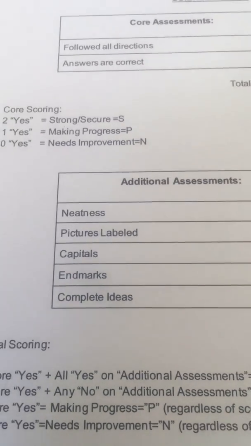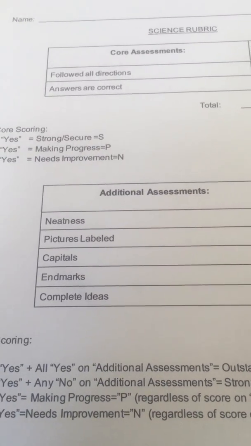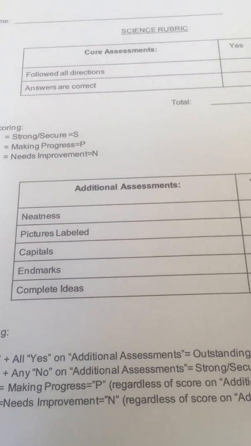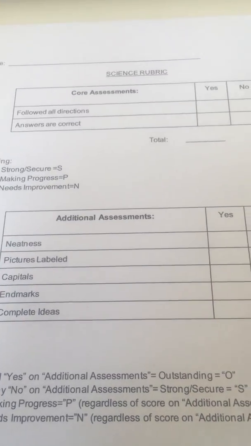And then, are your sentences complete ideas with naming parts and action parts, and do they make sense? If so, you should get a plus there.